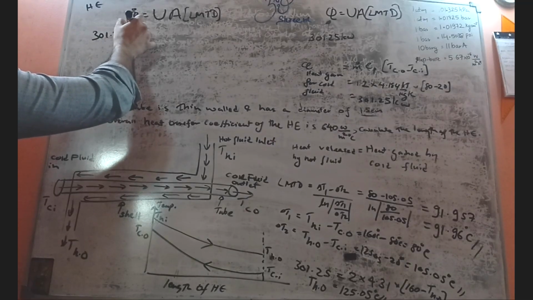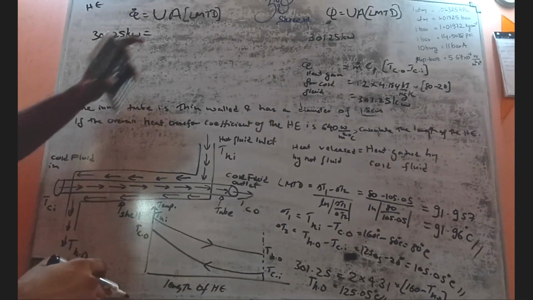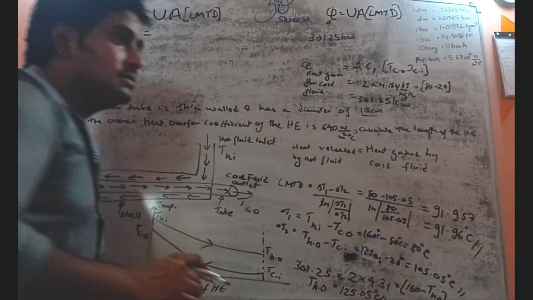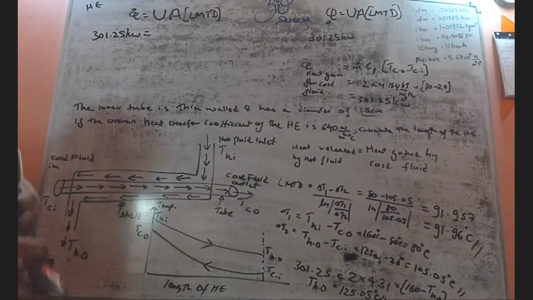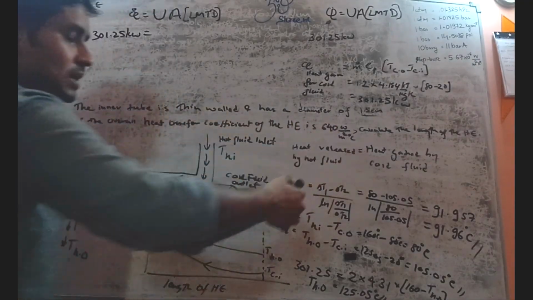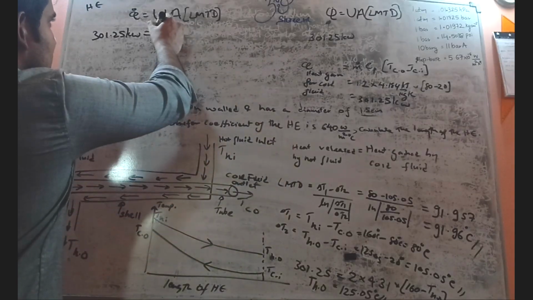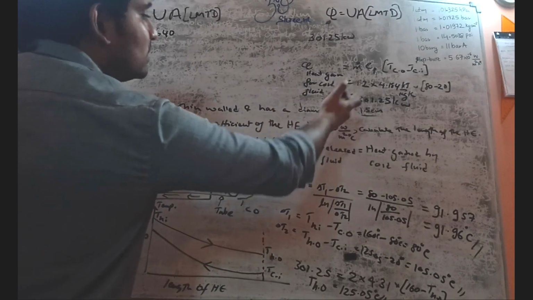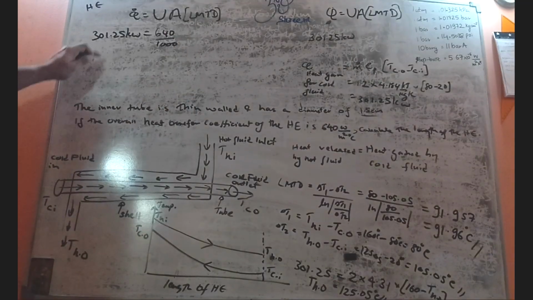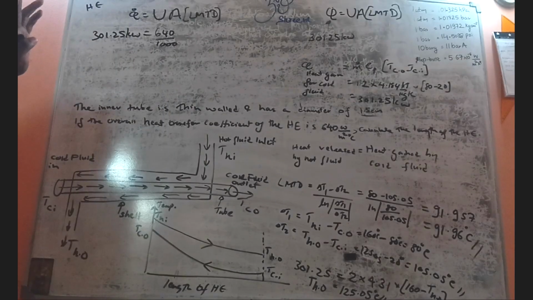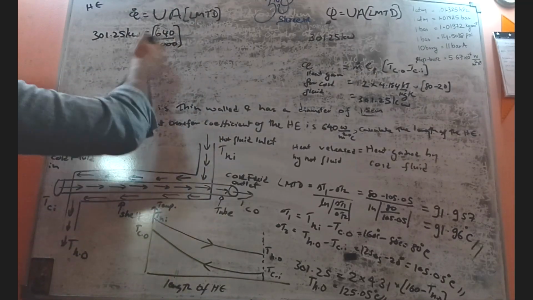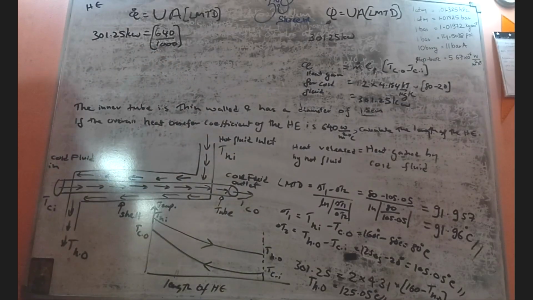301.25, but remember, in kilowatts. The overall heat transfer coefficient of the heat exchanger is 640. But be very careful, that is in watts per meter squared per degree Celsius. So keep the same units to equalize them. Let's convert that 640 to kilowatts per meter squared per degree Celsius, so 640 divided by 1000. Or you can convert the other value into watts, it doesn't matter.